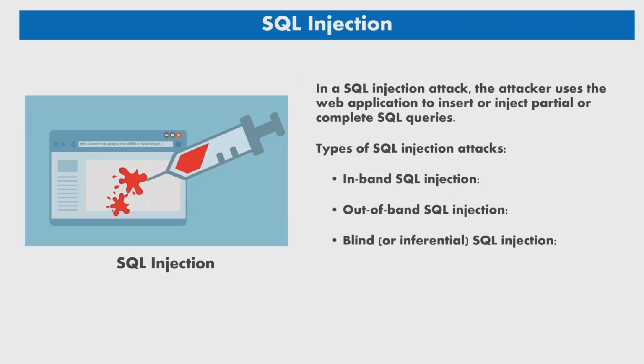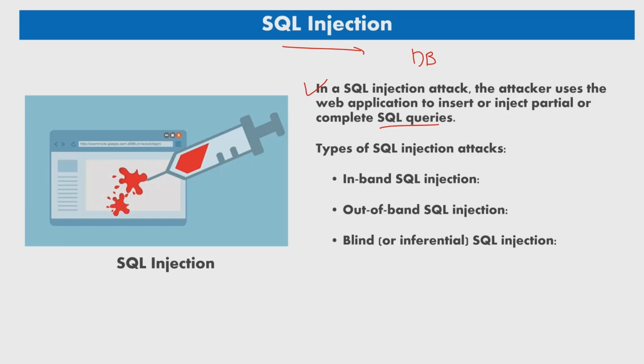So SQL injection, right? SQL flaws can be disastrous because they allow an attacker to view, insert, delete, or modify a database record or DB. In an SQL injection attack, the attacker uses the web application to insert or inject partial or complete SQL queries. In order to execute predefined SQL commands, the attacker injects SQL commands into input fields in an application or a URL.